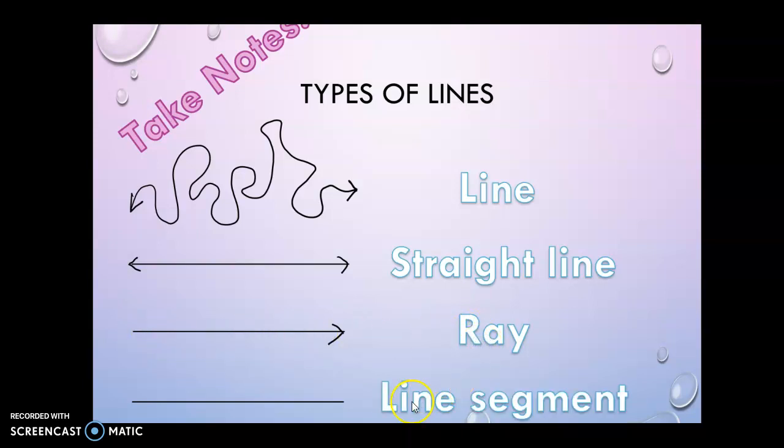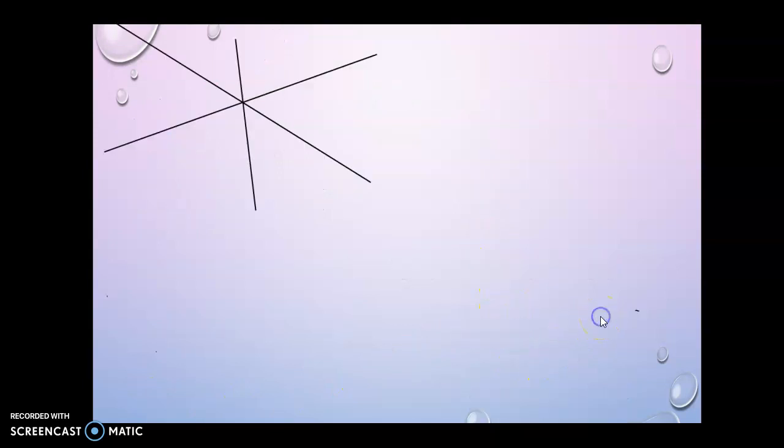And finally, I have a line segment. There's no arrows on the line segment. As you can see, a line segment has a specific length, like 5 centimeters or whatever, and I've drawn it. So these are the different types of lines. Okay. So now let's look at a few lines.